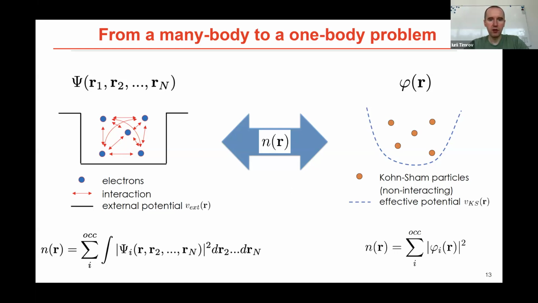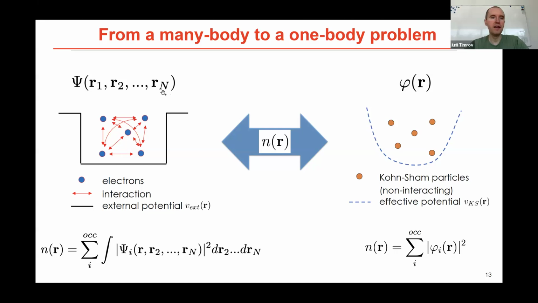Thanks to Walter Kohn, he proposed to introduce a new object, the charge density n, that depends on only 3 coordinates, x, y, z, which we write as r bold. So it's a vector. This is just a function that depends on 3 variables. And this is much simpler than working with psi, which is a function of 3 multiplied by N variables.